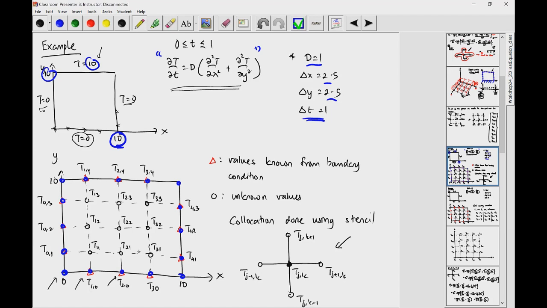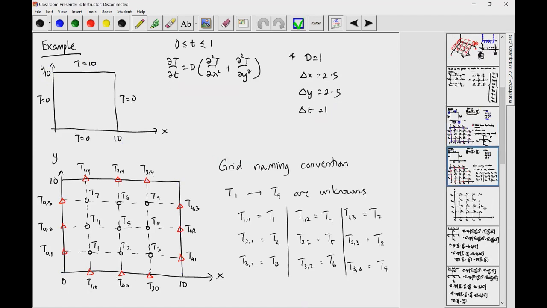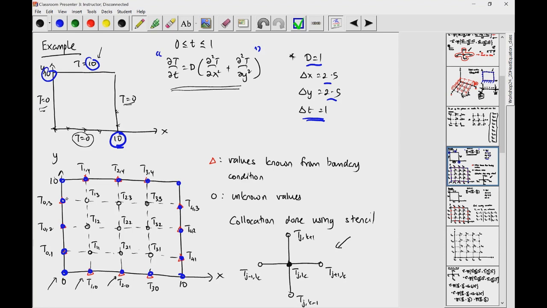All right, so I'll hold the questions for now because I think I should explain the concept next before I open it up for questions. Okay. So first of all, if you look at the way I number the grid points here, I'm numbering them like a matrix system or a grid point system.